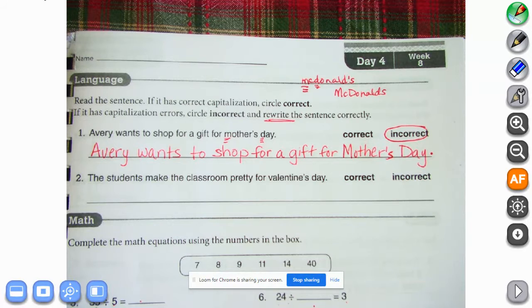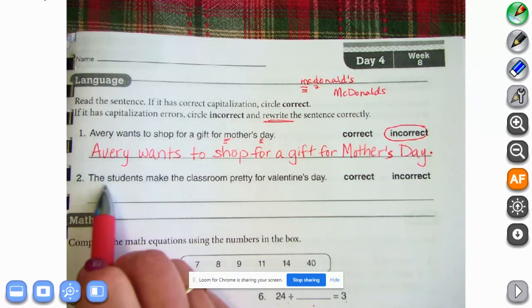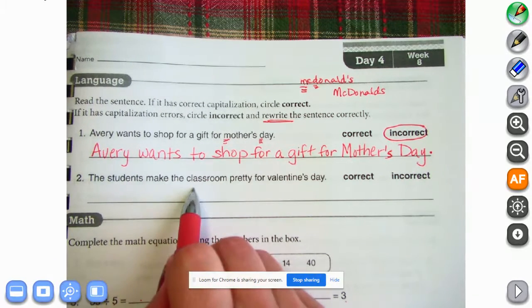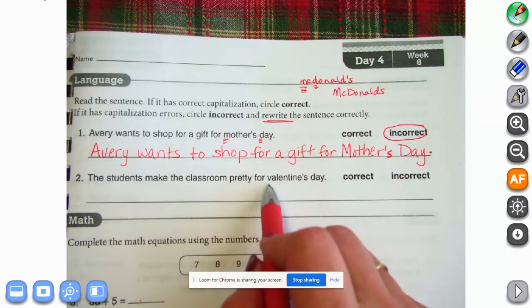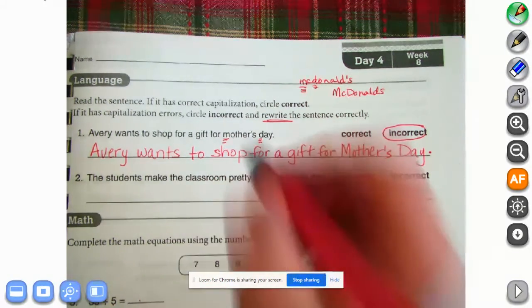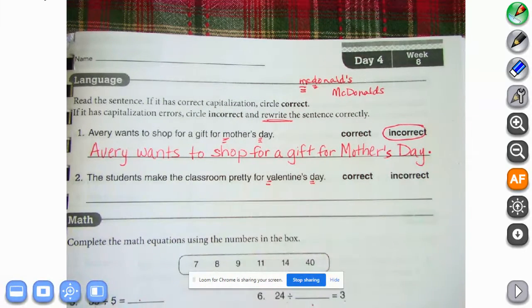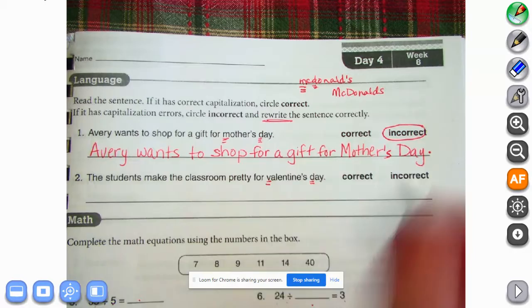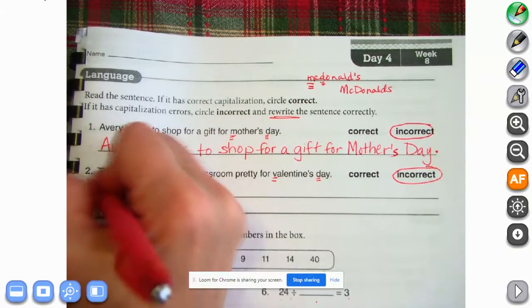Okay, the next one says the students make the classroom pretty for Valentine's Day. So we've got our capital letter at the beginning. Students make the classroom. Those are all just general common nouns. Pretty for Valentine's Day. Oh, that's a holiday. Those should be capitalized, both of them, because we don't just call it Valentine's, we call it Valentine's Day. So incorrect, and we're going to rewrite it.